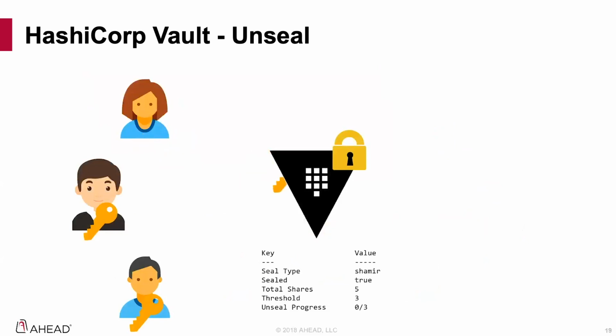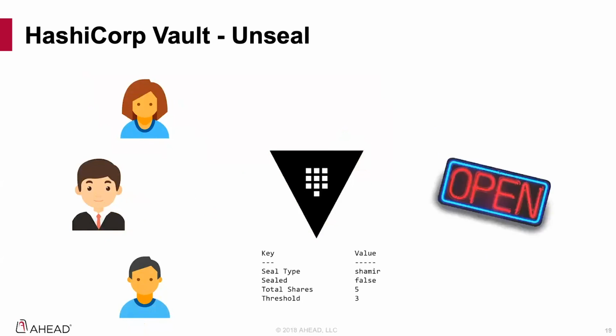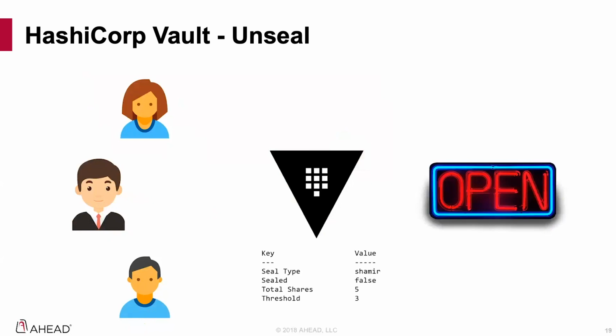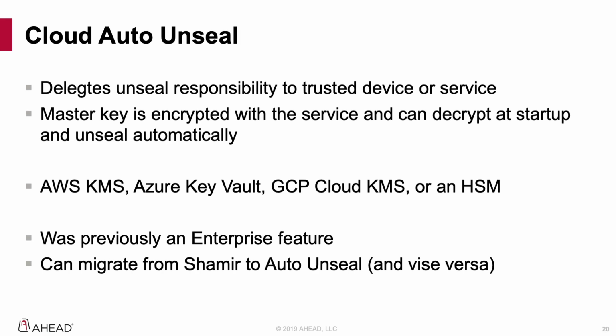So the first thing we'll do is have 1 key submitted. Now the unseal progress is 1 out of 3. This person has key 2 out of 3, and this person 3 out of 3. Now you can see that the seal type is still Shamir, but sealed is false. So it's not sealed any longer, and Vault's open for business. We can use Vault to start configuring it, etc. That was the more traditional way of unsealing Vault.